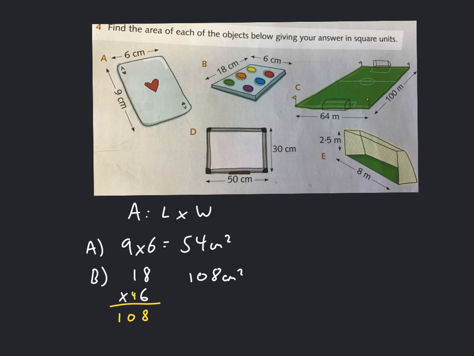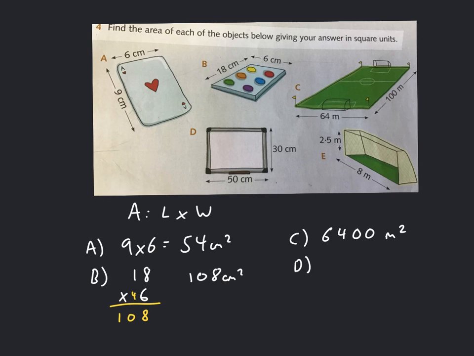Shape C is the football pitch, so this time it's 100 metres times 64. So I'm working in metres this time. Now if we multiply something by 100, we know that it moves up 2 columns in value. And 64 multiplied by 100 is 6,400. This time we're working in metres squared, so it's 6,400 metres squared.